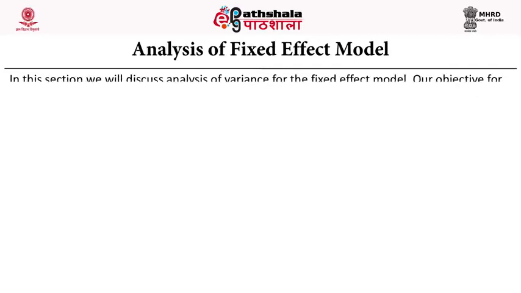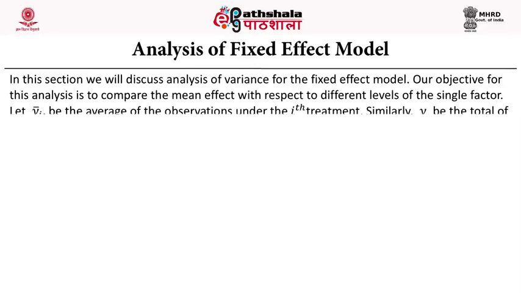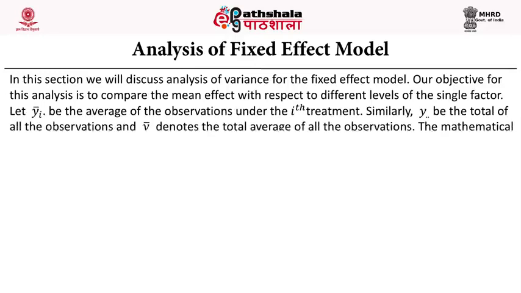Now the theoretical part of the analysis of the fixed effect model. In this section we will discuss analysis of variance for the fixed effect model. Our objective is to compare the mean effect with respect to the different levels of the single factor. Let y_i dot bar be the average of the observations under the ith treatment. Similarly, y double dot is the total of all the observations, and y double dot bar denotes the overall average of all the observations.